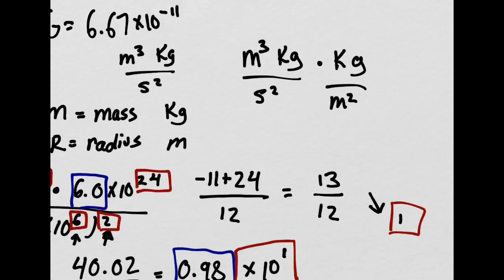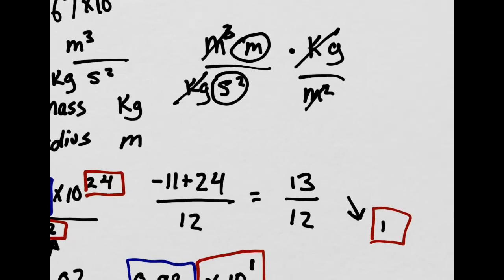Sorry, I have the units of G incorrect. The kilograms in the units of G are in the denominator. So now the kilograms will cancel. Meters cubed divided by meters squared just becomes meters. So what's left is meters in the numerator and seconds squared in the denominator.